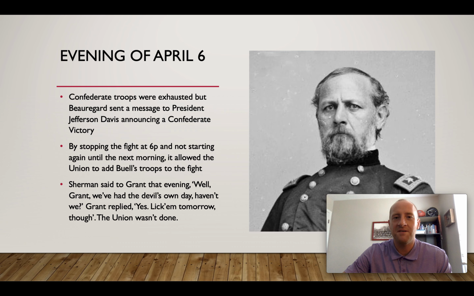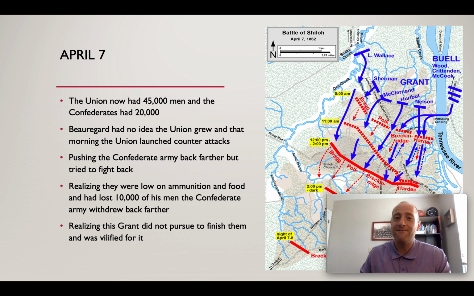The Union wasn't done fighting. So the Union now had 45,000 men. The Confederates had only about 20,000, and Beauregard had no idea the Union grew. And that morning, the Union launched counterattacks. You can see in the blue, they're moving forward, and the Confederate Army is unsure, and they're falling back. They're trying to fight, but they keep falling back because they realize they're low on ammunition. They had no food. They'd lost 10,000 men. And so they keep going farther and farther back. So by the night of April 7th, they're all the way back where Beauregard was.